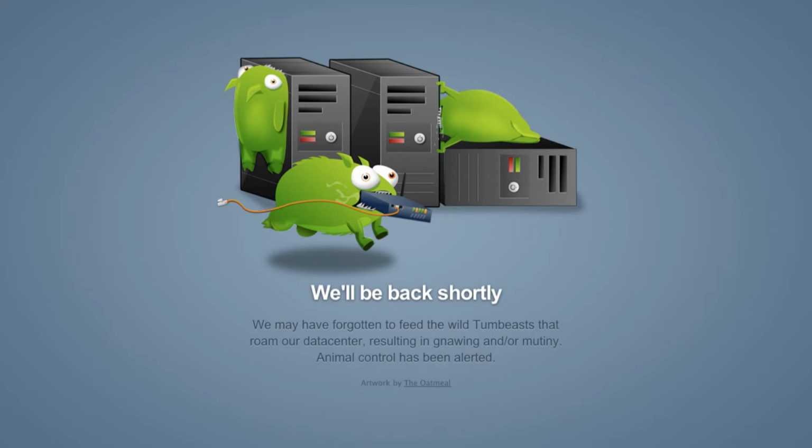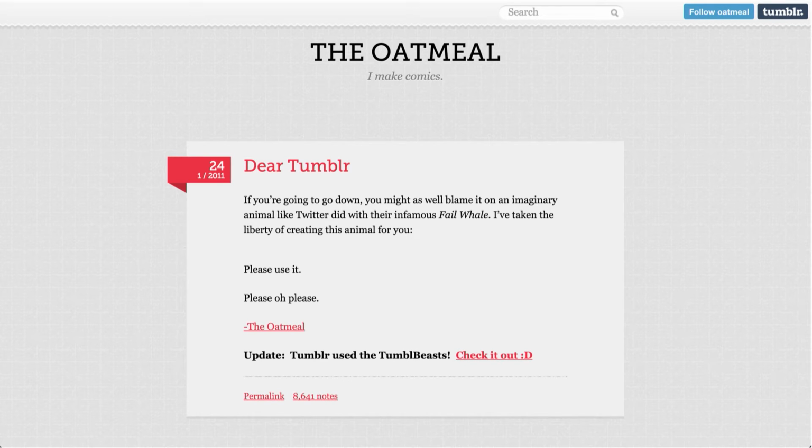This funny picture here is the making of the Oatmeal, which is a quite famous webcomic artist. A few years ago, he encountered that Tumblr, the blogging social network, was down when he was trying to access it. So he got upset and he drew this picture. Later, when the site was back up, he posted this passive-aggressive blog post in his site saying, "Dear Tumblr, if you're going to go down, you might as well blame it on an imaginary animal like Twitter did with their infamous fail whale. I've taken the liberty of creating this animal for you. Please use it." The funny ending to this story is that eventually they came to use this Tumblebeast, as they came to be known, for their downtime page.